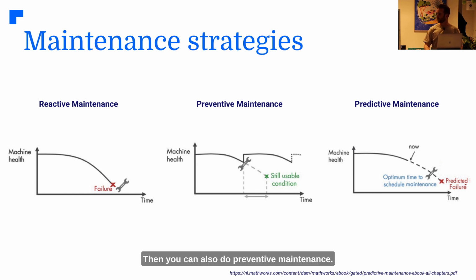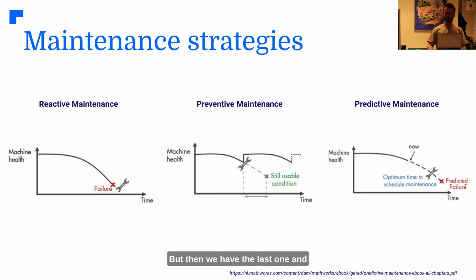Then you can also do preventive maintenance. Preventive maintenance is just doing some routine checks. So every now and then you go to your devices and you try to see if everything still works, and if it's not still working, then you do some minor fixes. And in that way you can keep using your device for a longer time, which is of course great.